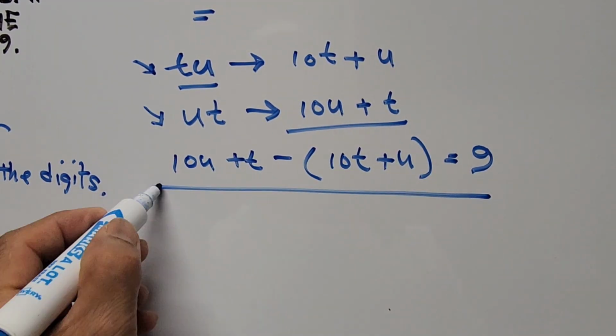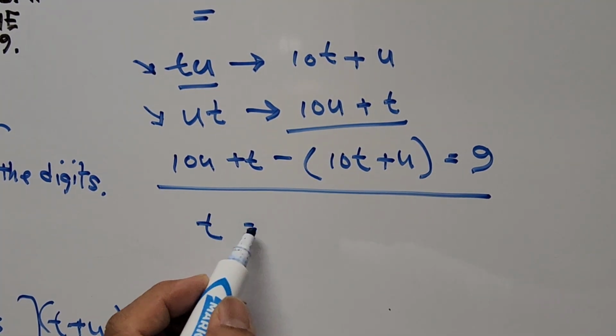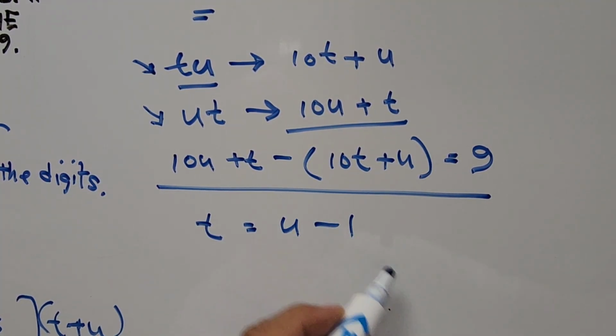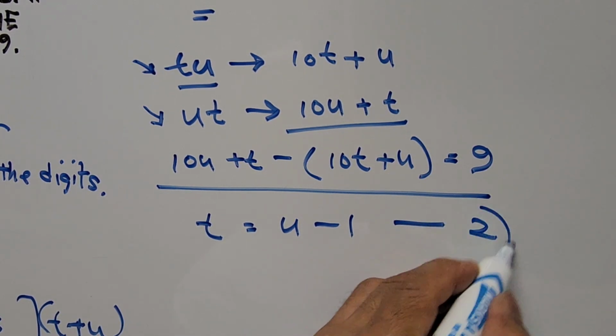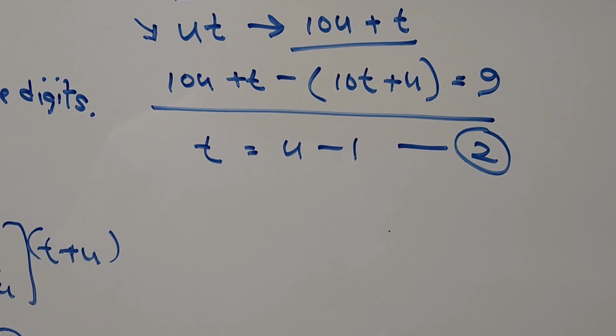Simplifying this equation, we have T is equal to U minus 1. So this will be our equation 2. So we now have two equations and two unknowns. So now we can solve the number, right? T and U, right? Okay, so what will be the next step?